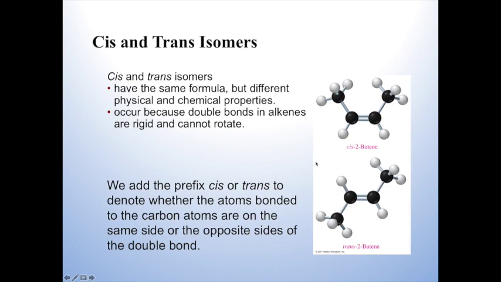Now, when you have a double bond, you can have two molecules with the same chemical formula but a different chemical structure. So these are called cis and trans isomers. They generally have different physical and chemical properties, and they occur because these double bonds are rigid and cannot rotate. So when you have two substituents that are adjacent to one another on the double bond, we refer to this as cis, and when they are across from one another, as shown here in the bottom, we call it trans.